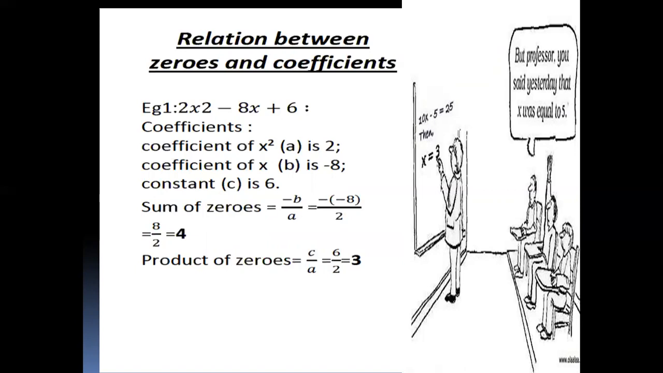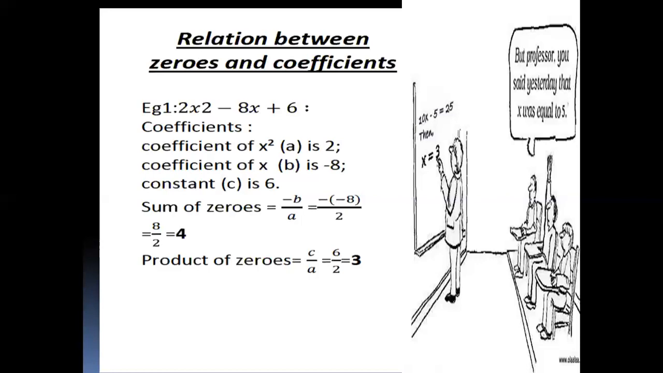Now the sum of zeros formula, you have seen in the previous slide. The sum of zeros formula is minus b by a. So that is equal to minus of, here the b value is minus 8. So write minus of minus 8 by 2. Minus into minus is plus. So 8 by 2 is 4. The product of zeros formula is c by a. So the c value is 6 and the a value is 2. So 6 by 2, that is 3.